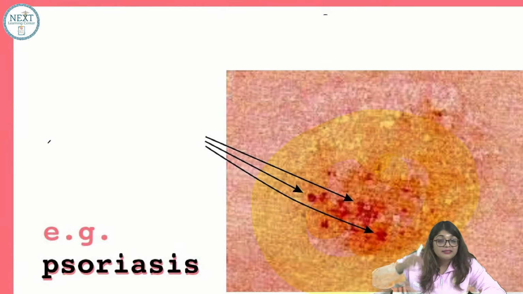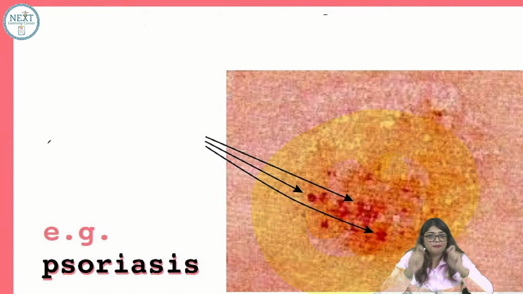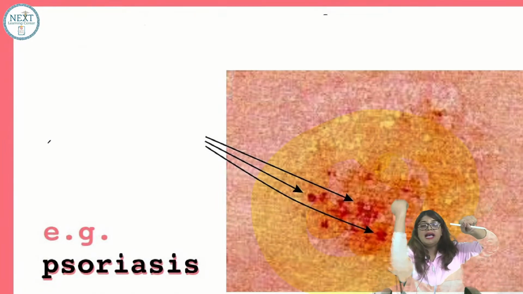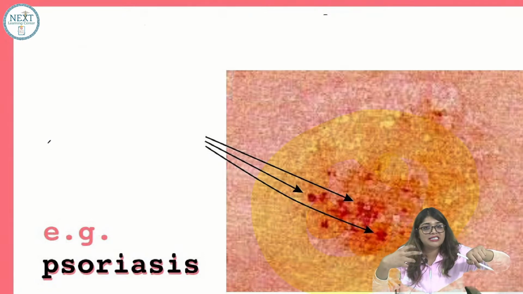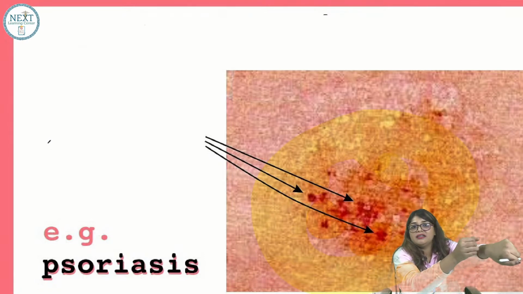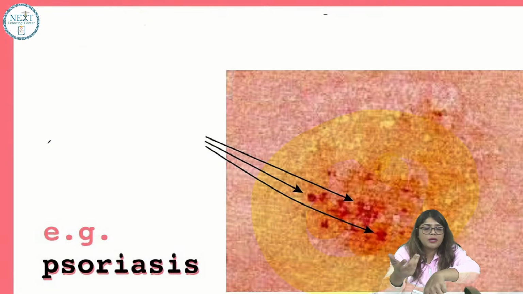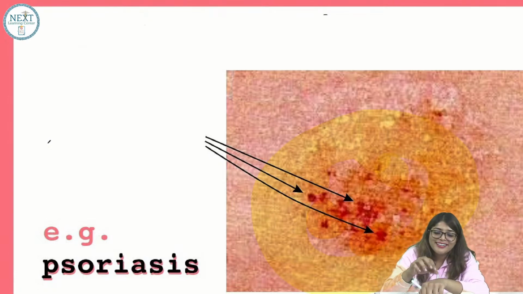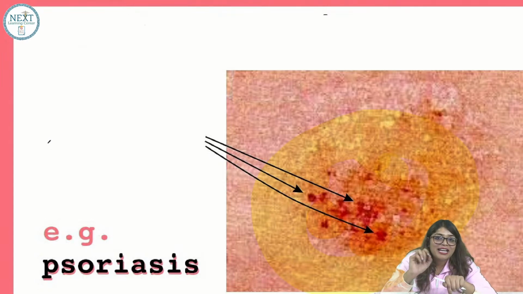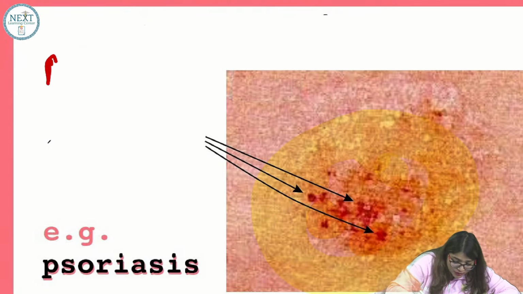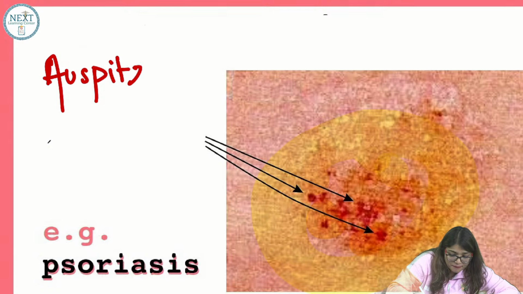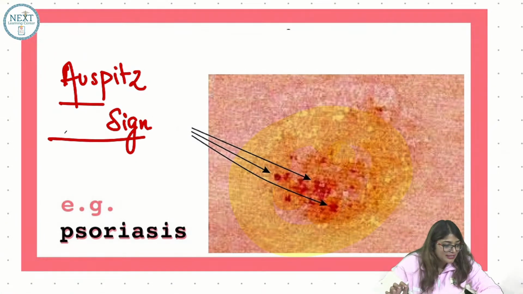Can you see? This is seen in psoriasis. There is pinpoint bleeding. What will happen? As the patient, since the lesions are pruritic, it will start itching. Pruritus is nothing but a fancy word for itching. So the patient will itch the lesions, and then what will happen? There will be pinpoint bleeding. What is that known as? That is known as Auspitz sign, seen in psoriasis.